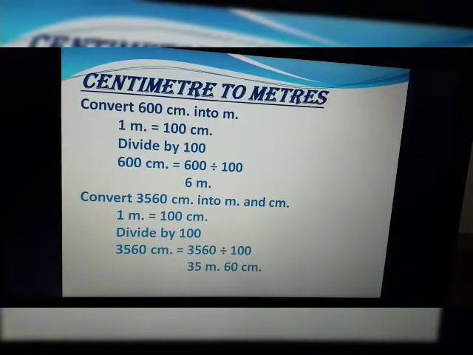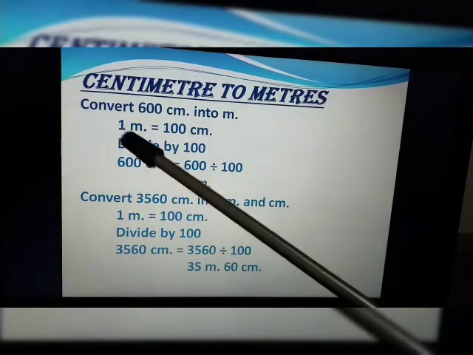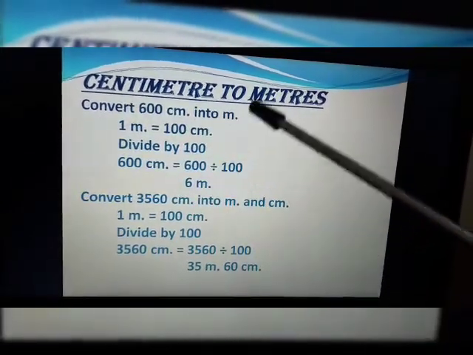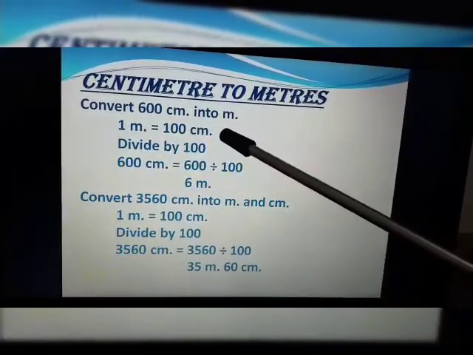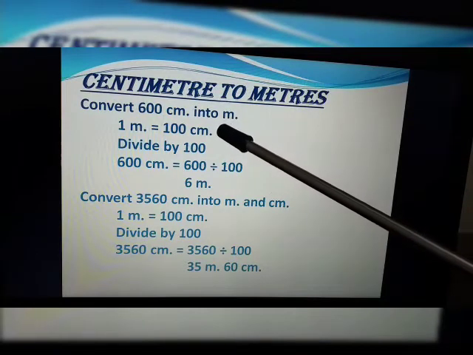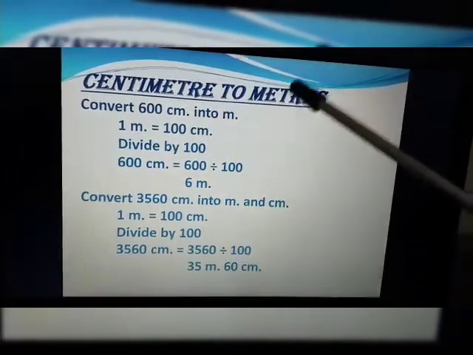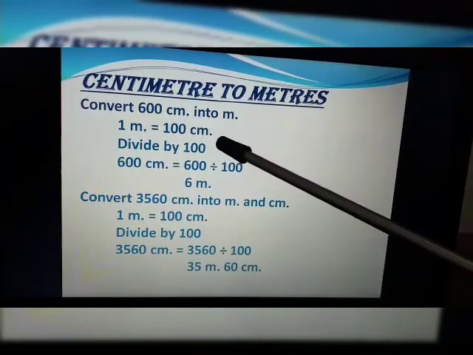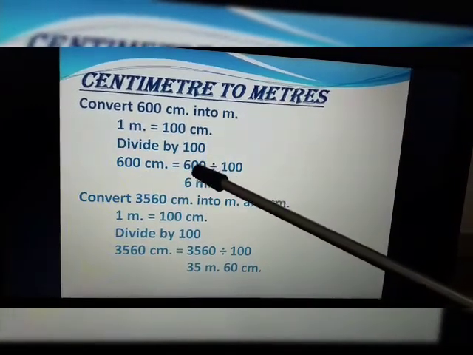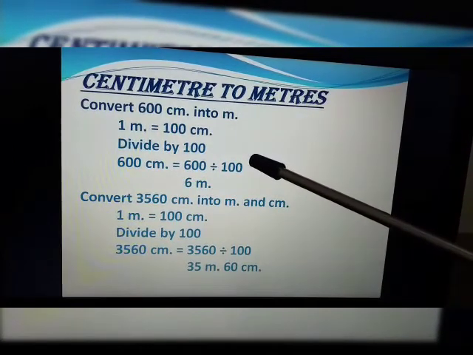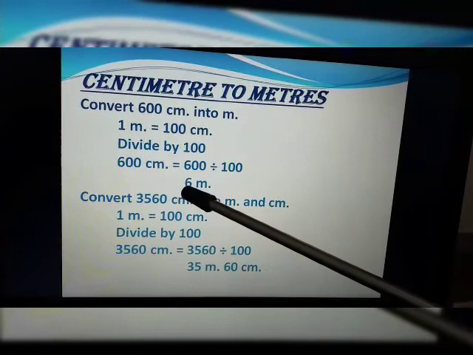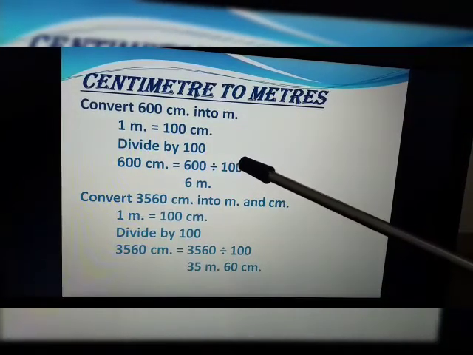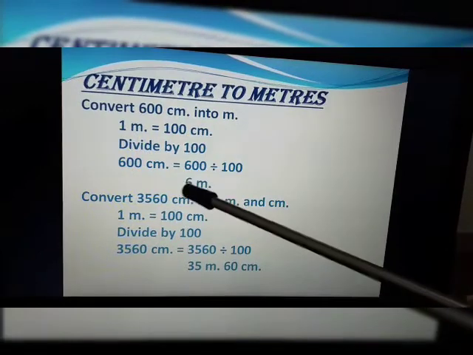Now next, centimeter to meter. In this question, we have to convert 600 centimeter into meter. As we know, 1 meter is equal to 100 centimeter, and to convert centimeter to meter, we have to divide the number by 100. So 600 centimeter is equal to 600 divided by 100. Okay, and the last two digits will be centimeter, but the last two digits are 0 0. So the answer will be 6 meter. No need to write the 0 0. So the answer will be 6 meter.